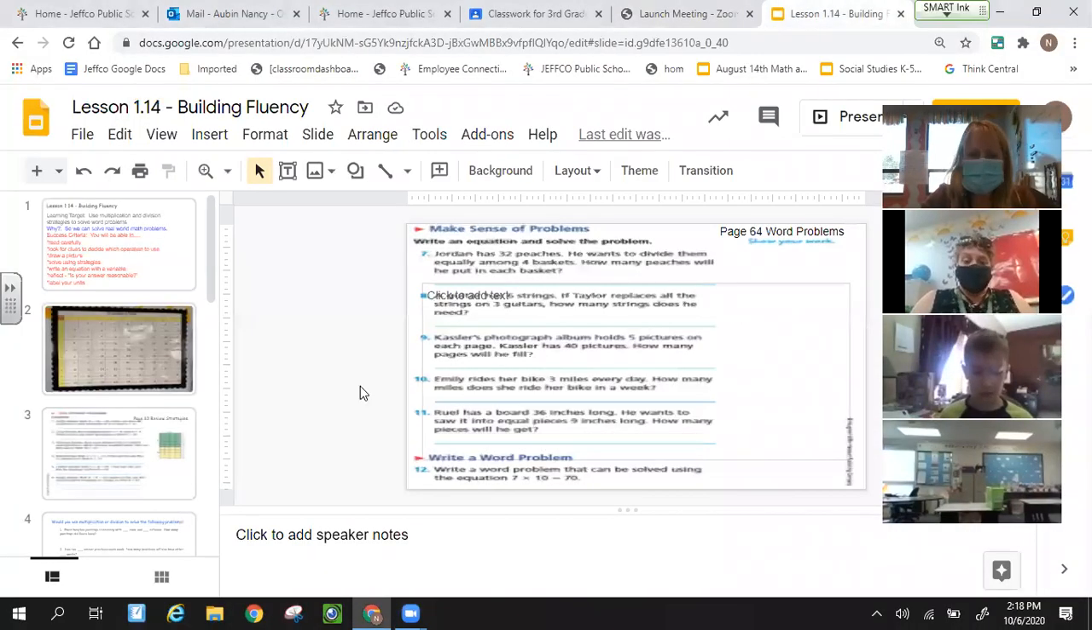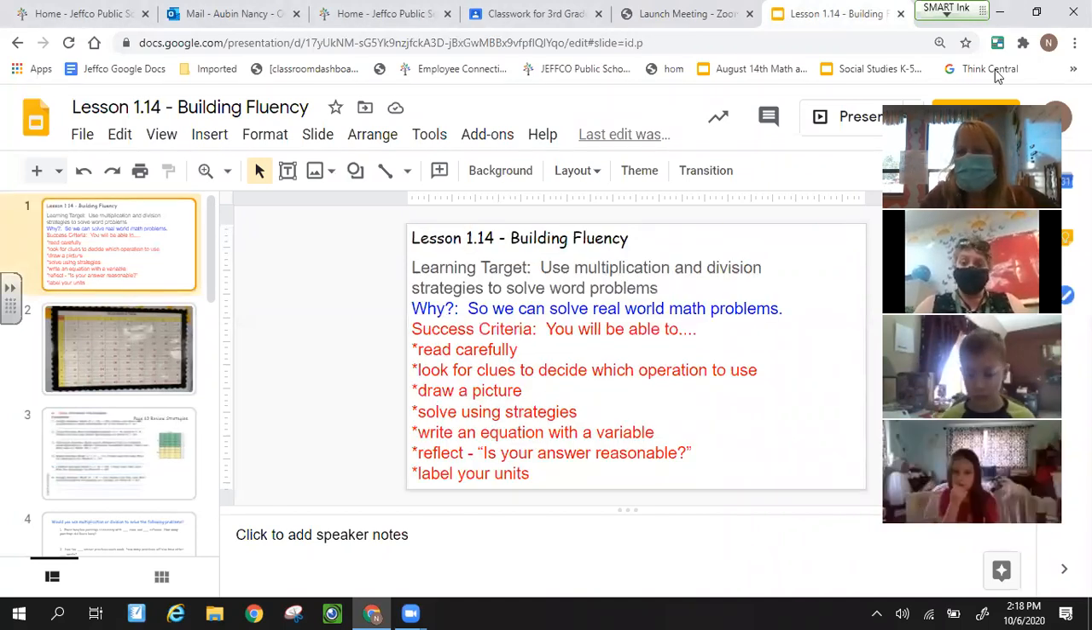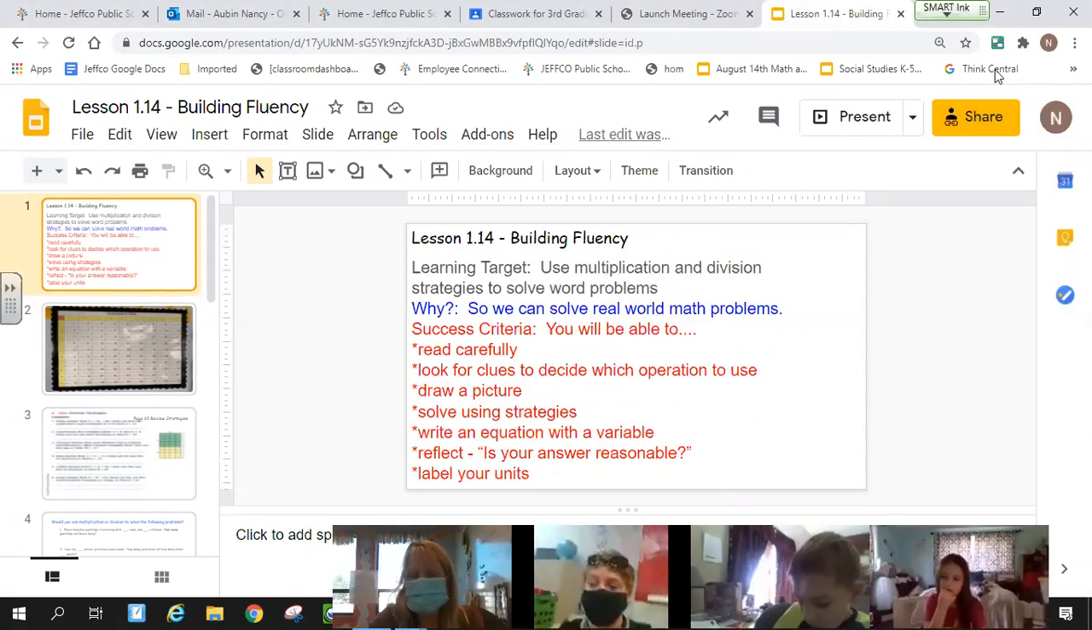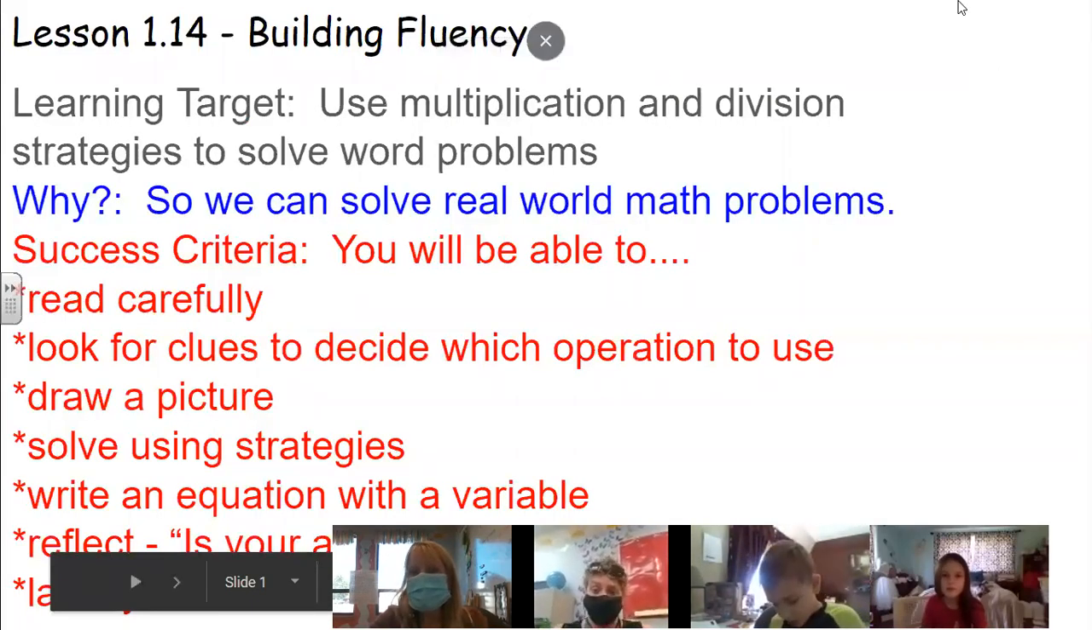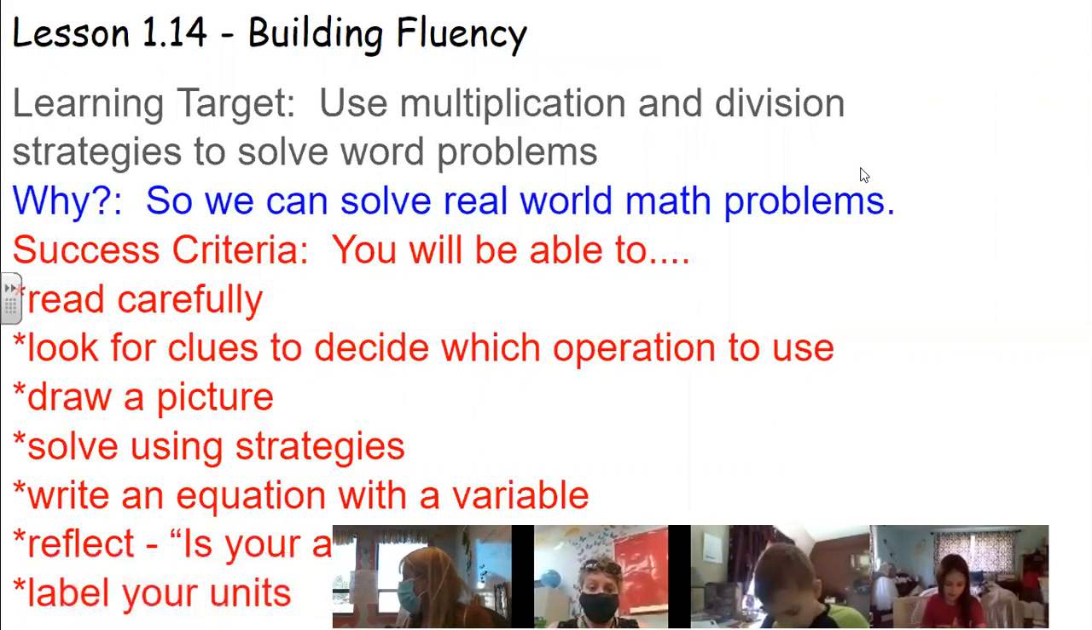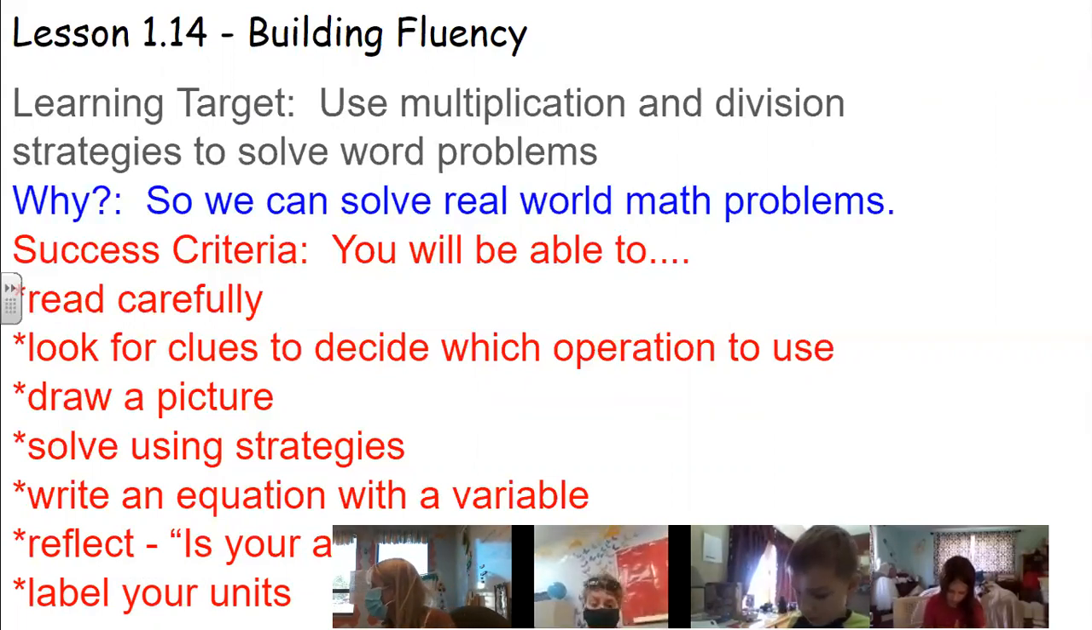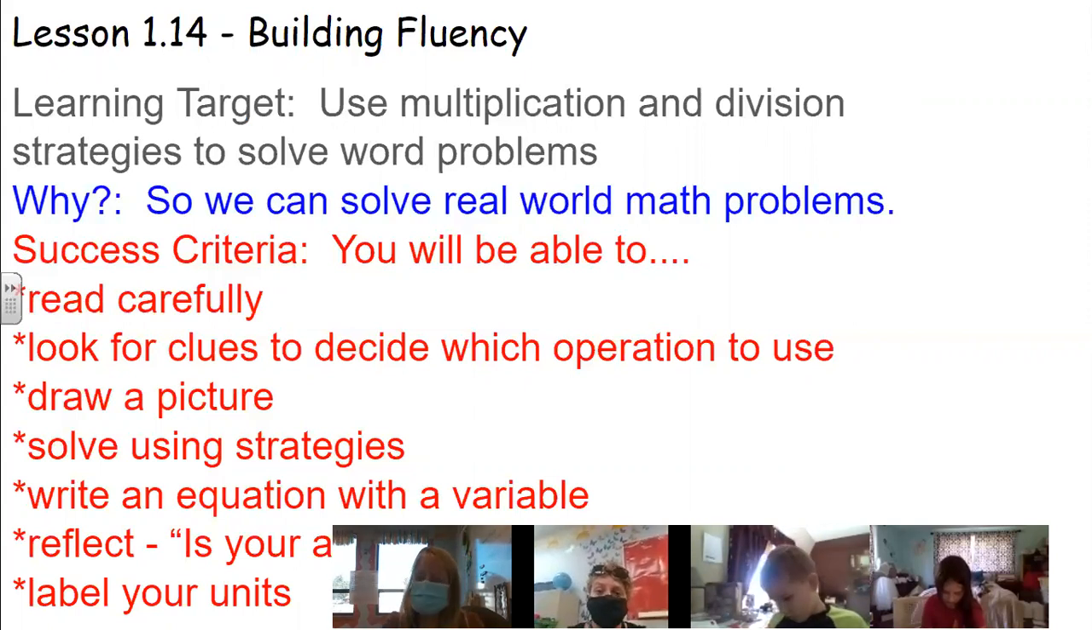Okay, so today we are going to continue our work with problem solving and hopefully build our fluency with multiplication and division. It's the same reason we are trying to be able to solve real life word problems that have to do with multiplication and division. When you're at a birthday party or you're planning one and you want to make sure you have enough food or treats for everybody, or you want to share with a friend, you will need these skills.